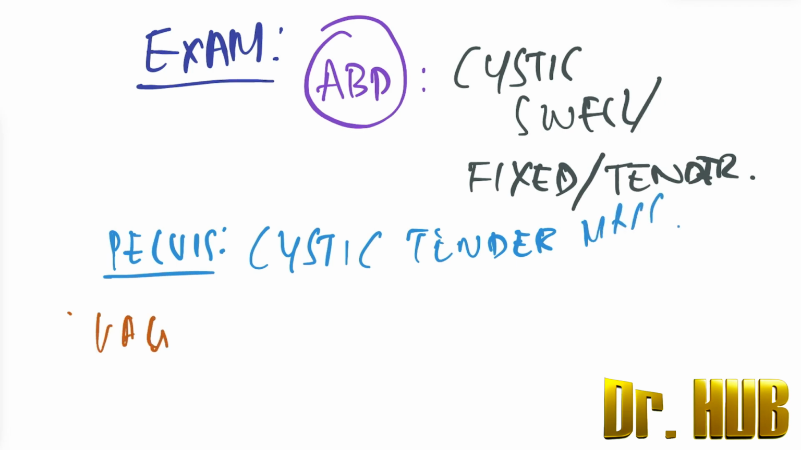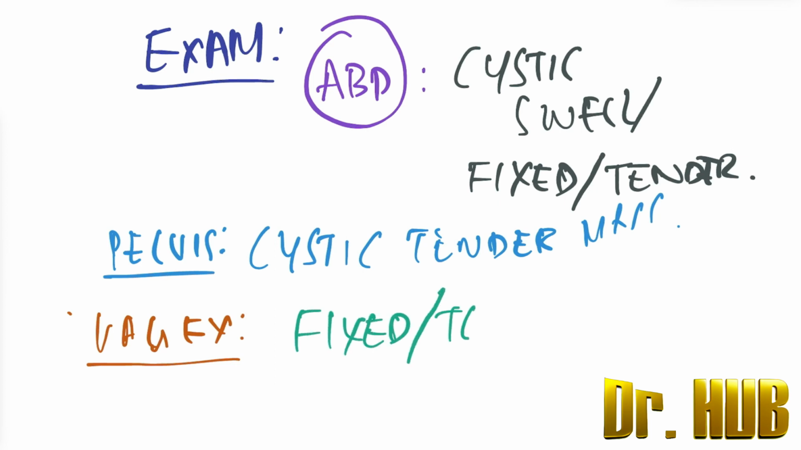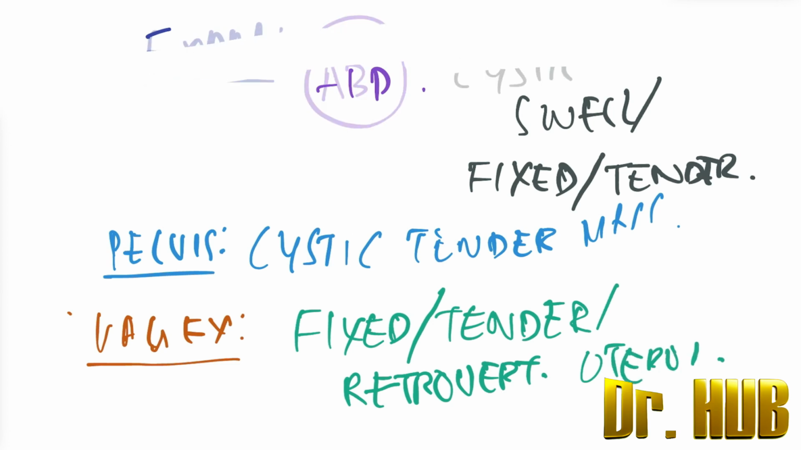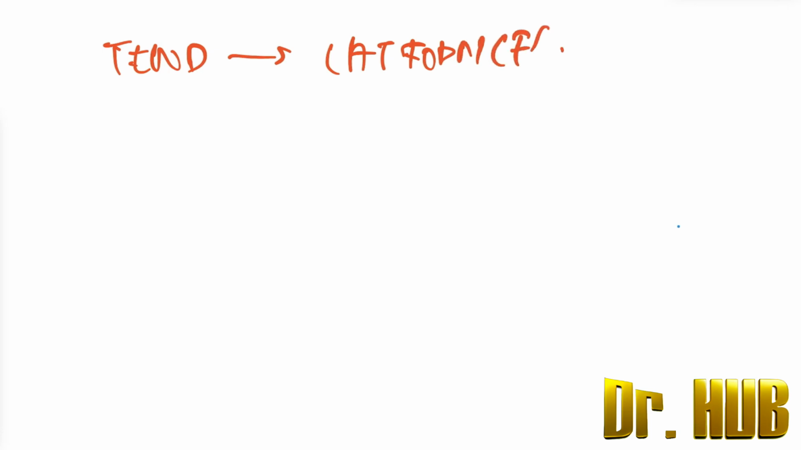Then on vaginal examination, there is a fixed, tender and retroverted uterus. The tenderness is actually seen in the lateral fornices, and this is indicative of endometriosis even if there is no mass.